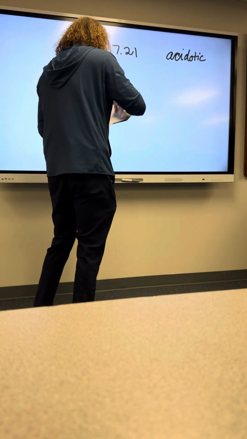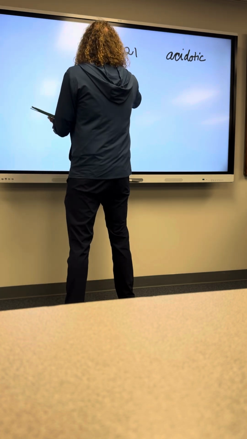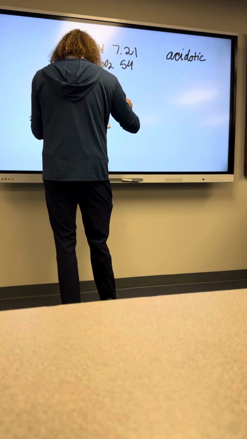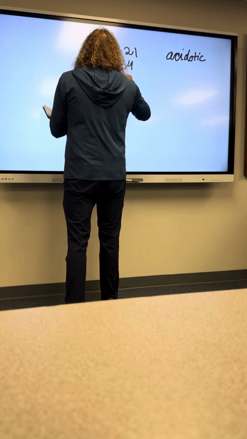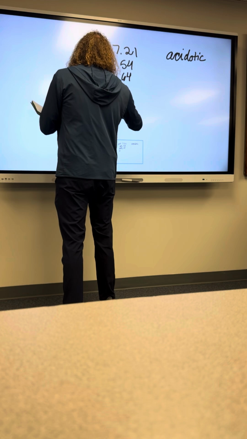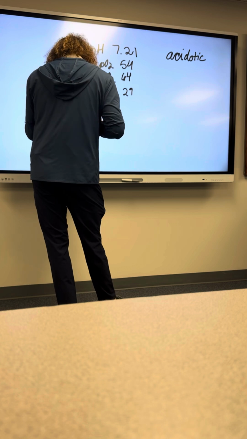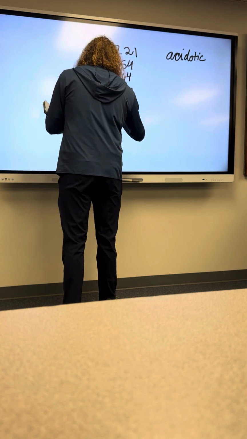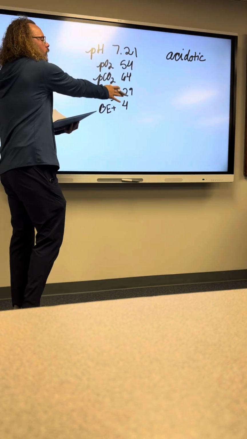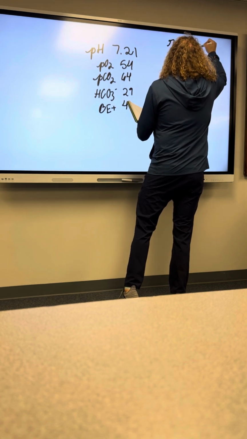PaO2 is 54. Sounds like he gets home oxygen if we're on the last dude. His PCO2 is 64. Oh, my. Bicarb is 29. Ooh, we're at the very end of the range. It's trying. It is trying. Base excess was +4. So what is our main problem? Respiratory acidosis. Okay, awesome.